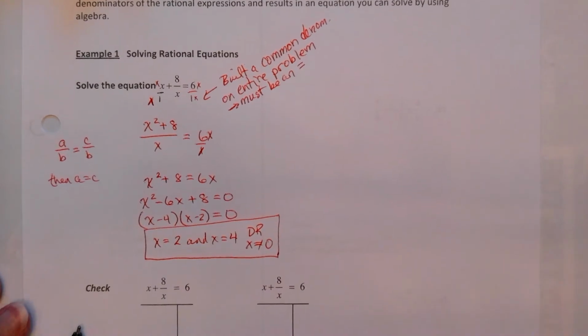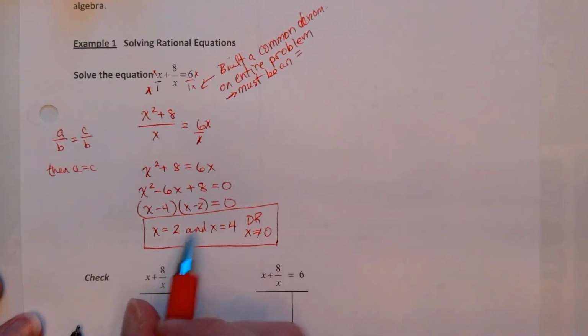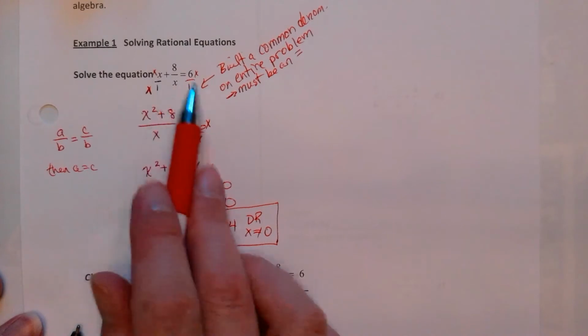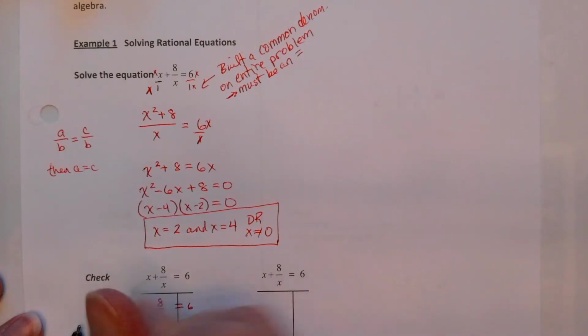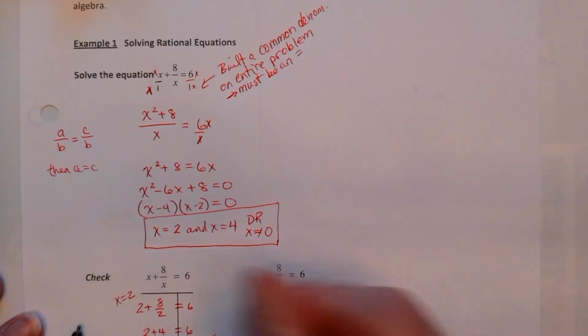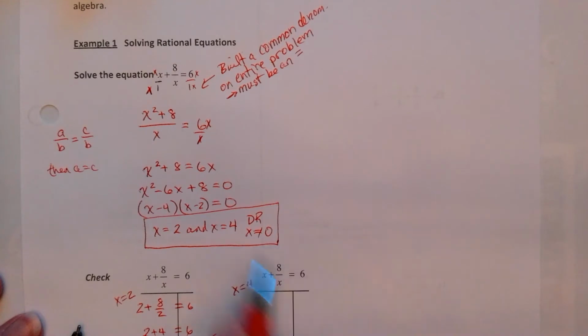Okay, in order to check this, we want to see if I go back to the very original and I put the answer 2 in, does it work? So that'd be 2 plus 8 over 2. Does that equal 6? Well, that's 2 plus 4. Absolutely, 6 equals 6. I'm good. So x equals 2 works. Let's check and see if x equals 4. Again, we're plugging it back to the original. 4 plus 8 over 4 equals 6. That's 4 plus 2. Perfect. 6 equals 6. I've got it.